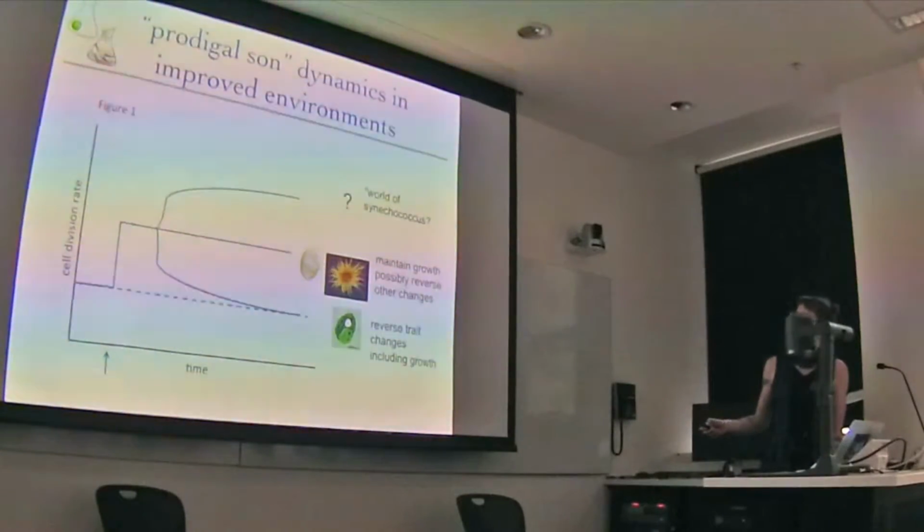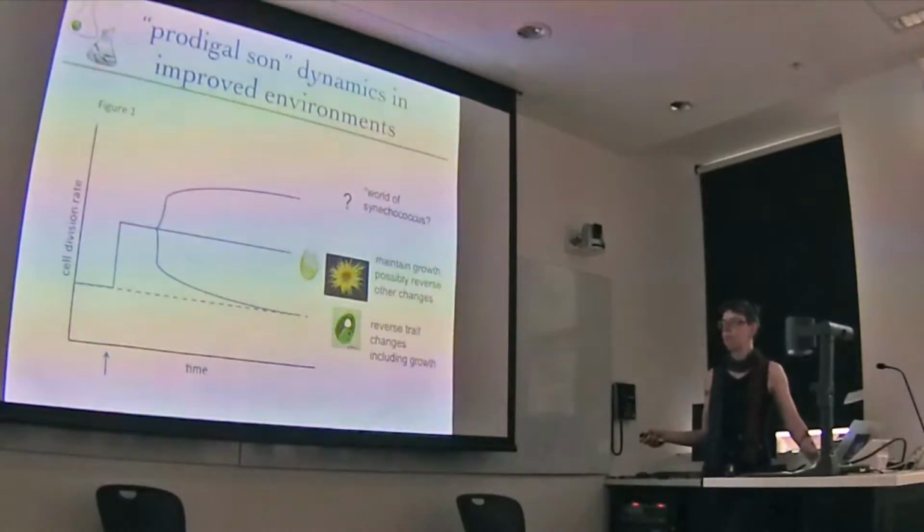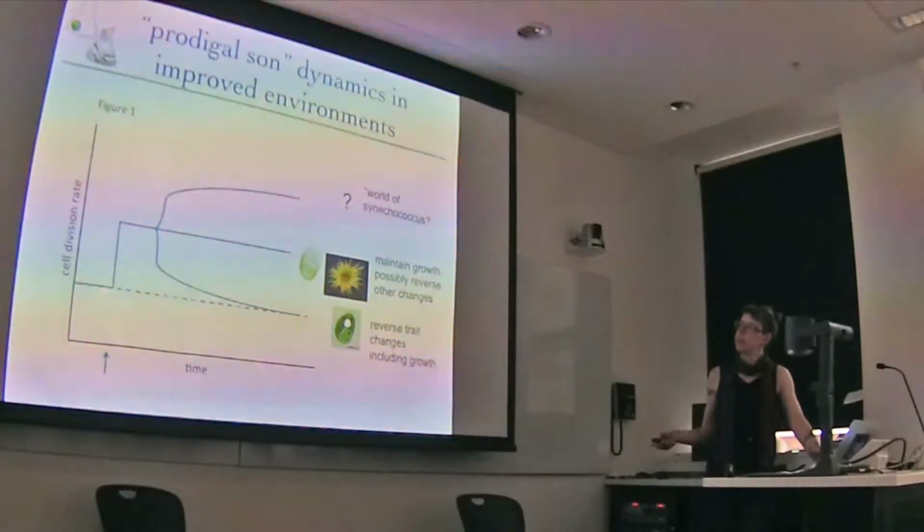So basically, the world of the earlier talk assumes that as the environment gets better, as time marches on, they're going to be able to keep on increasing their growth rates. What we see in experiments with things like Chlamydomonas, which is a freshwater algae, and Trichodesmium, is that they can maintain the plastic response, but they do so by changing other traits.